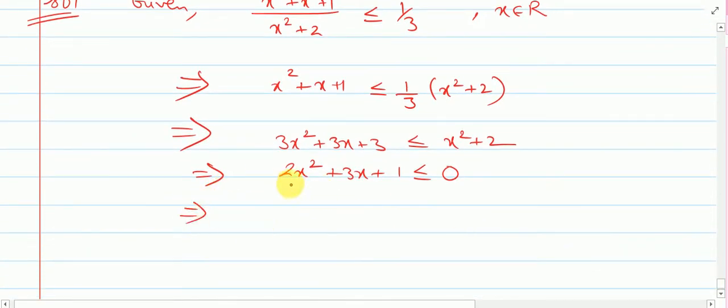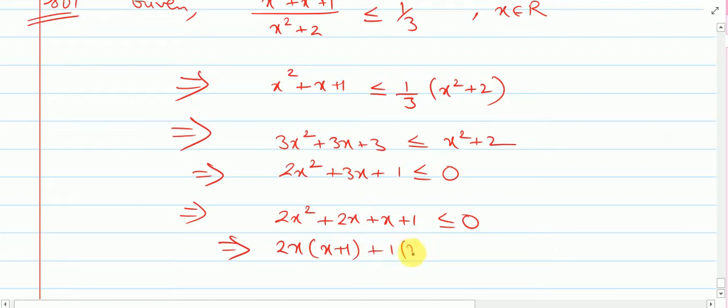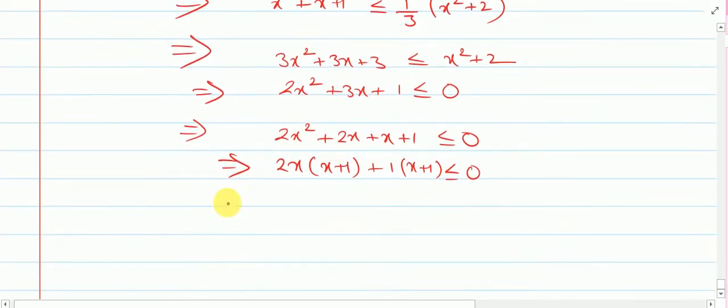So here you can see that you are getting a quadratic inequality. Okay, so you can do the middle term factorization, middle term splitting in fact. So 2x square plus 2x plus x, so here we get 2x times (x plus 1), and here 1 times (x plus 1), less than equal to 0. So (2x plus 1) and here (x plus 1) less than equal to 0.